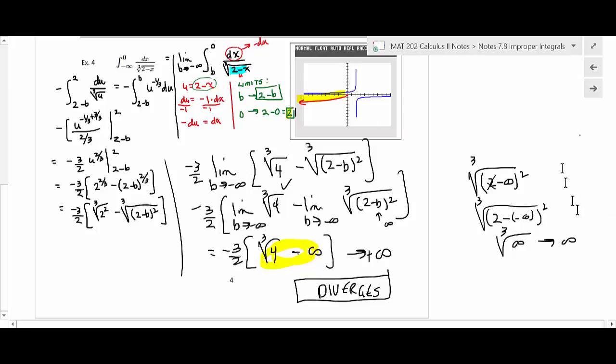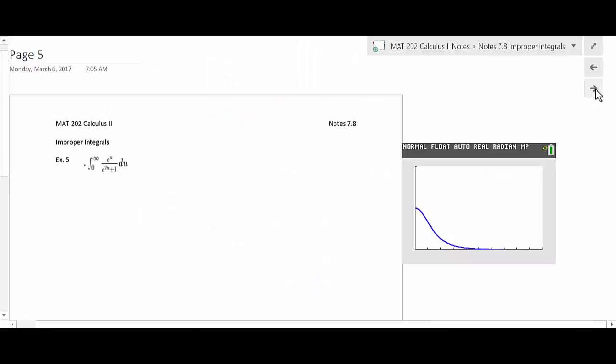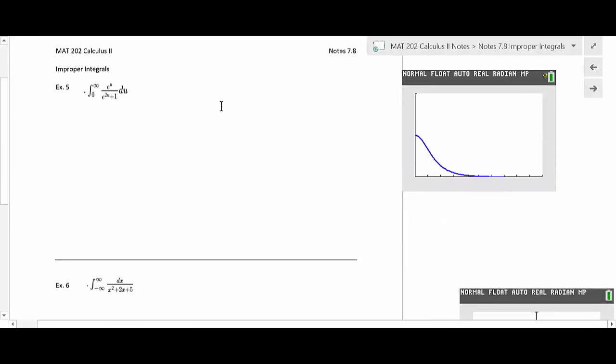Okay, so let's see. Let's move on to this situation. I'm going to do this one. Then example 6 is a little different. We haven't done that type yet, and we'll focus on this a little bit.